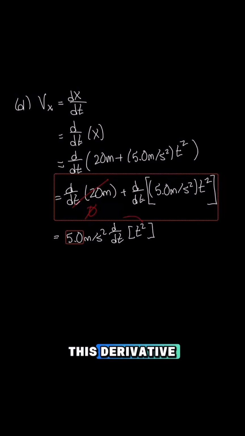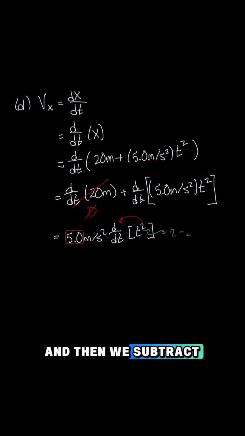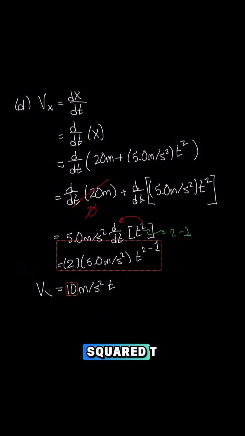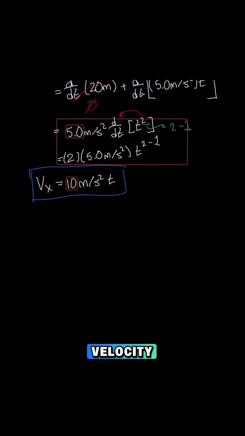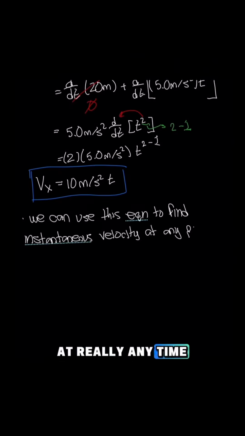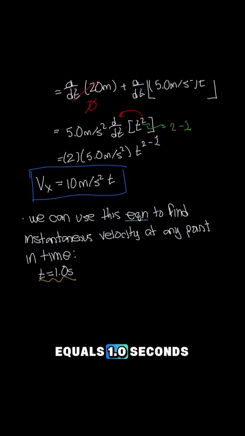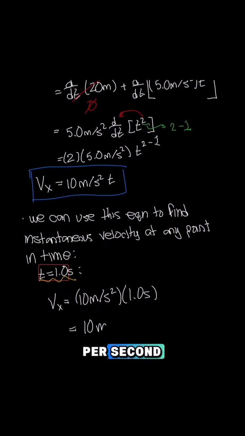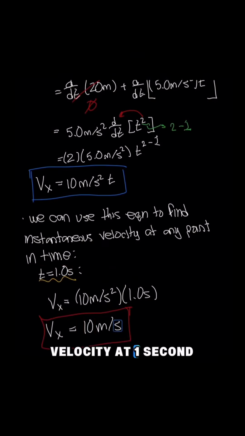And then to do this derivative, remember we bring the 2 down, and then we subtract 1 from the 2. So it becomes 2 times 5, and then t to the 2 minus 1. So then we end up getting 10 meters per second squared t. And this would be the instantaneous velocity equation. So we can use this equation to find the instantaneous velocity at really any time. But the question asks for t equals 1.0 seconds, so we can plug that in for t. And we just get the answer equal to 10 meters per second for the instantaneous velocity at 1 second.